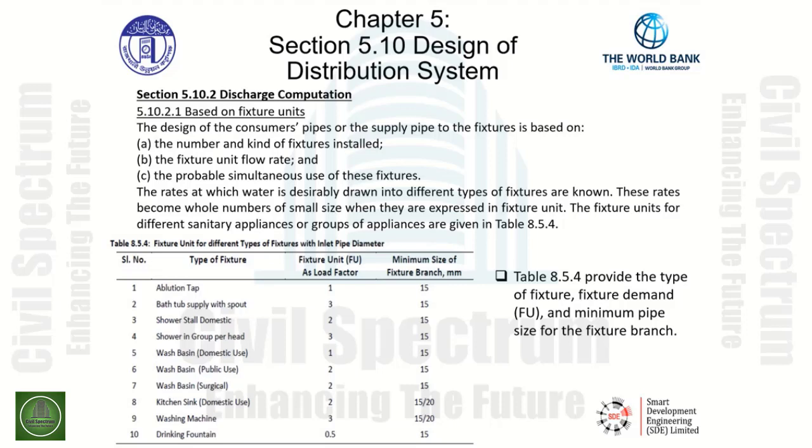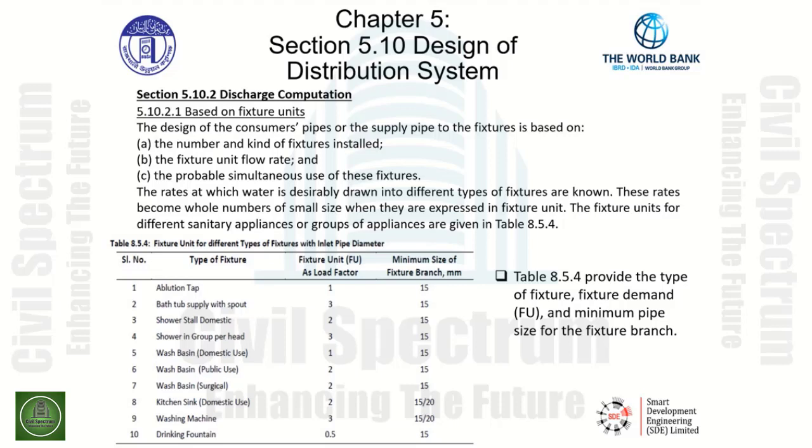The rates at which water is desirably drawn into different types of fixtures are known. These rates become whole numbers of small size when they are expressed in a fixture unit. The fixture units for different sanitary appliances or groups of appliances are given in Table 8.5.4. Table 8.5.4 provides the type of fixture, the fixture demand in fixture unit, and minimum pipe size for the fixture branch.